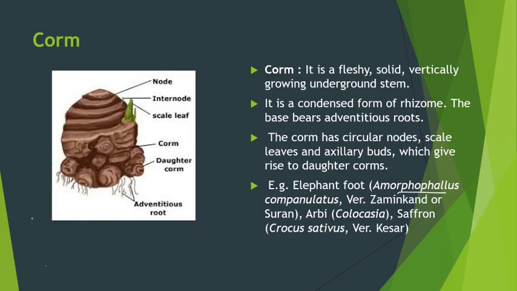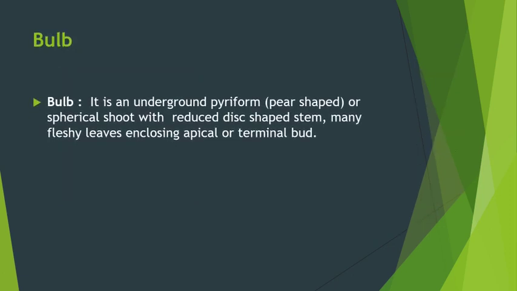I hope you have understood corm. Adventitious roots are produced here. And it also shows branching, but the branching is not visible properly because of too much fleshiness, too much storage of food. Again, two functions: storage of food and vegetative propagation. The next we are going to study is bulb.